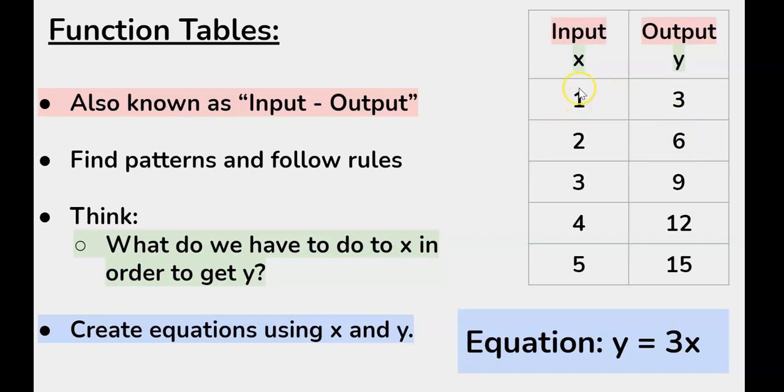So I had to try again. Well, what's a different way I could go from 1 to 3? Well, I could multiply 1 times 3. 1 times 3 is 3. And then I could try it right here. Is 2 times 3 6? It is. Is 3 times 3 9? It is. So I checked that with all of these, and I found out that if I multiply X by 3, I'm going to get Y.